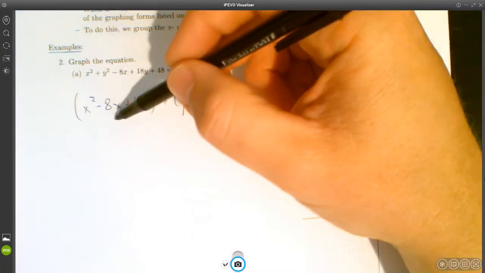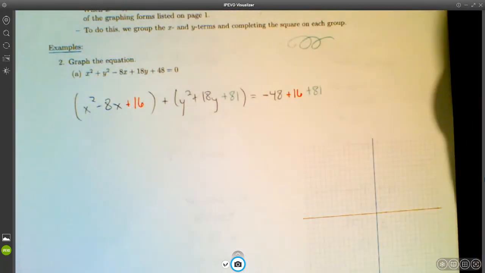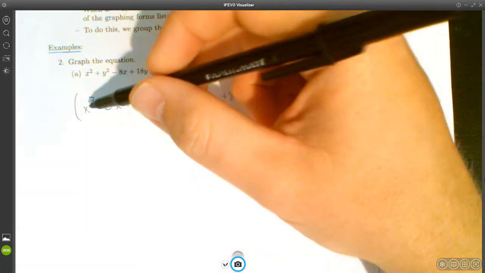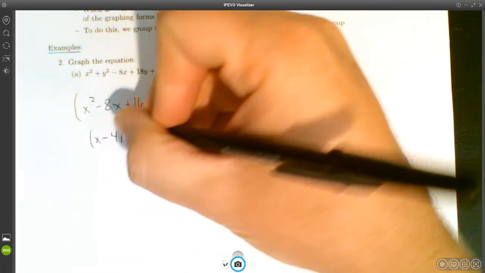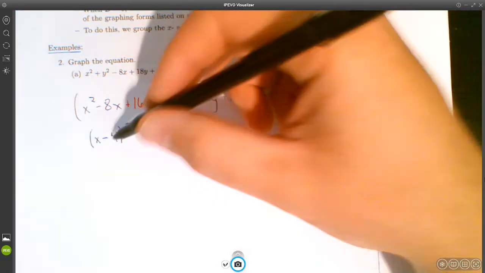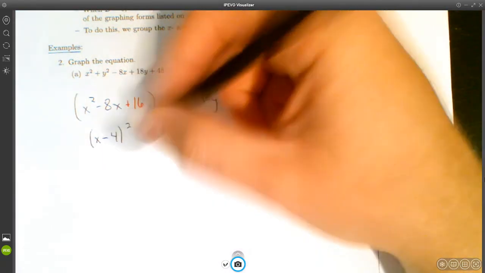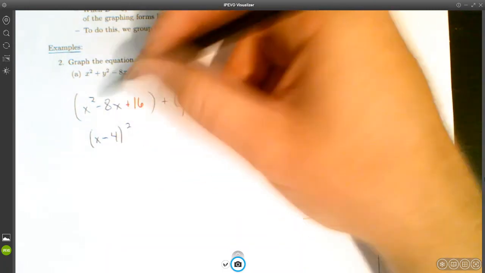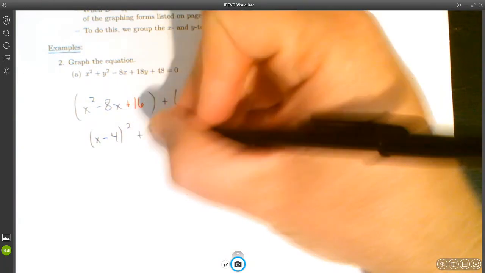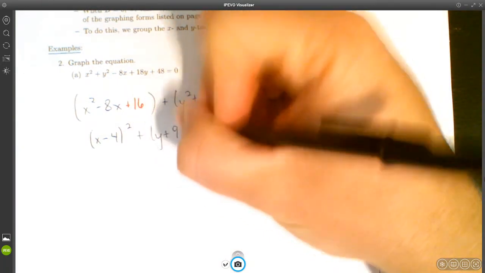Now, we should be able to factor each of these groups as a perfect square binomial. In this case, I can see that this is going to be x minus 4 times x minus 4. In other words, it's x minus 4 squared. 4 times 4 is 16. So if you FOIL this part out, you're going to get back here. And same thing with this one. We can say this would have to be y plus 9 squared.